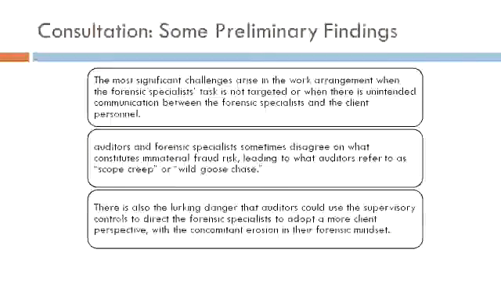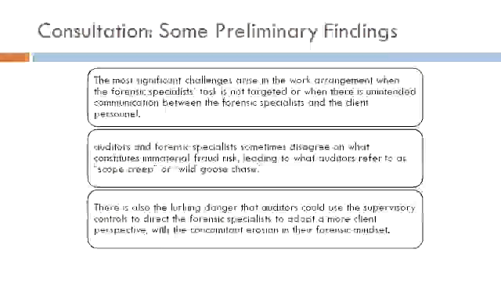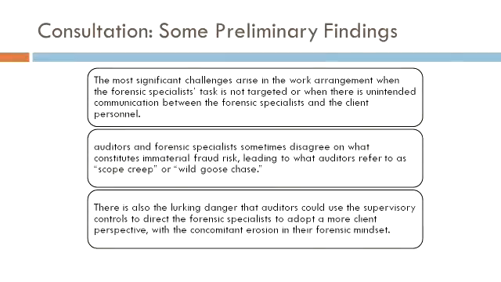Second, auditors and the forensic specialists sometimes disagree on what constitutes immaterial fraud risk, leading to what some auditors refer to as scope creep or the wild goose chase effect. So they come in and their sense of materiality is radically different from our sense of materiality, and there's too much tension on the audit.